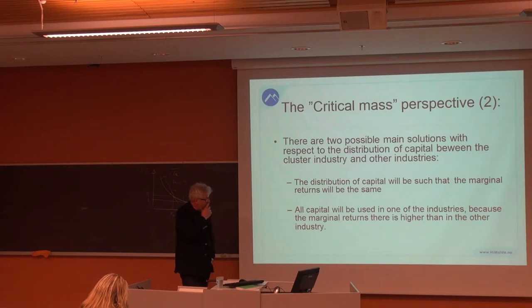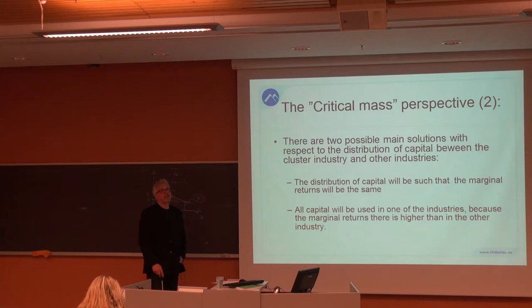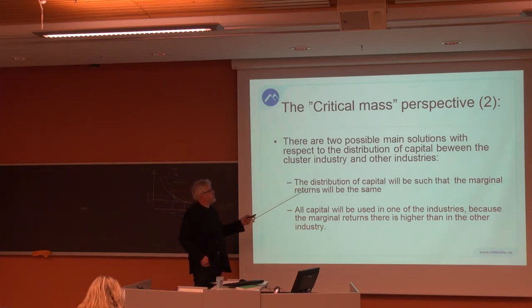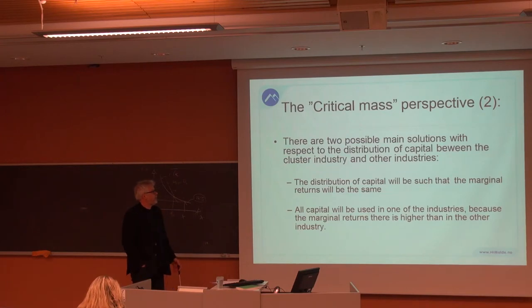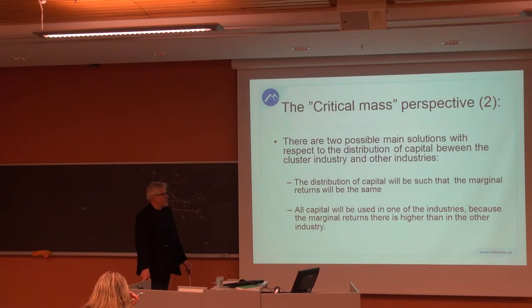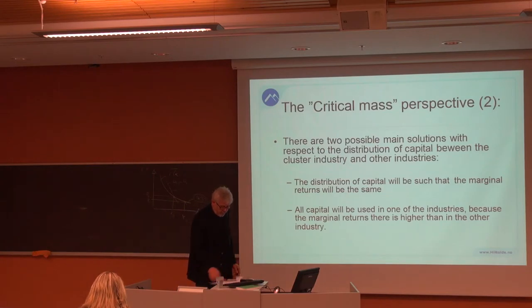So what we then can say here is that the distribution of capital between these two types of industries can be of such a type that the distribution will be such that the marginal returns will be the same in the two industries. And the second one is that all capital will be used in only one of the industries, because the marginal returns there are higher than in the other industry. And I think this will become clear when we turn to this slide here.